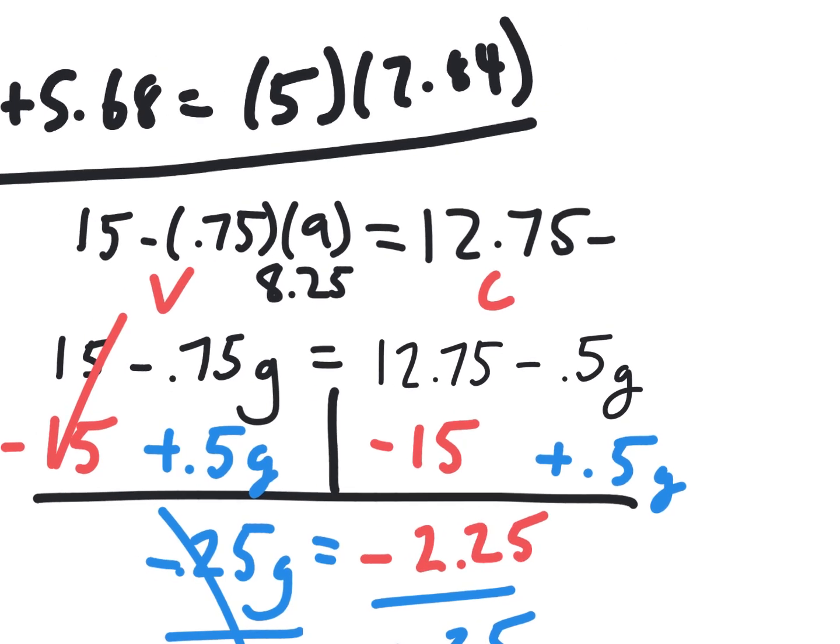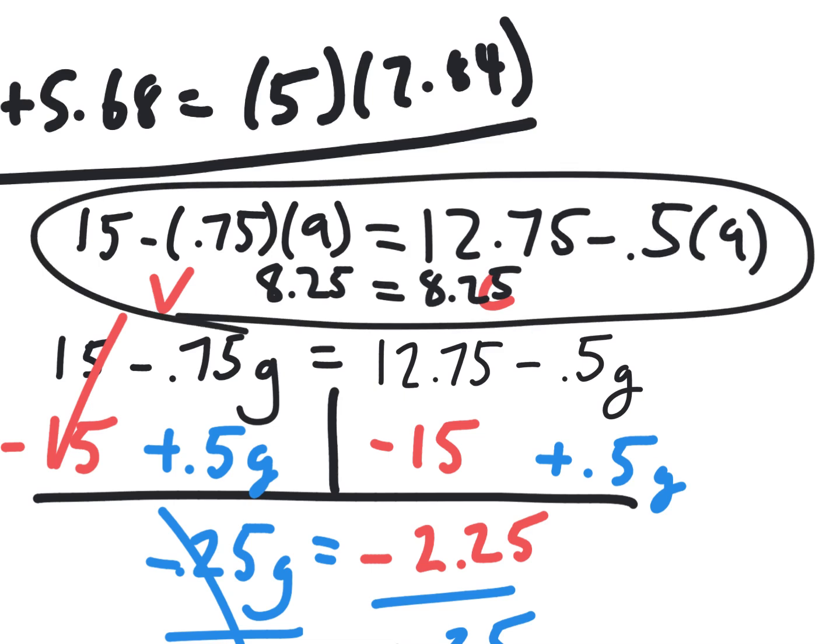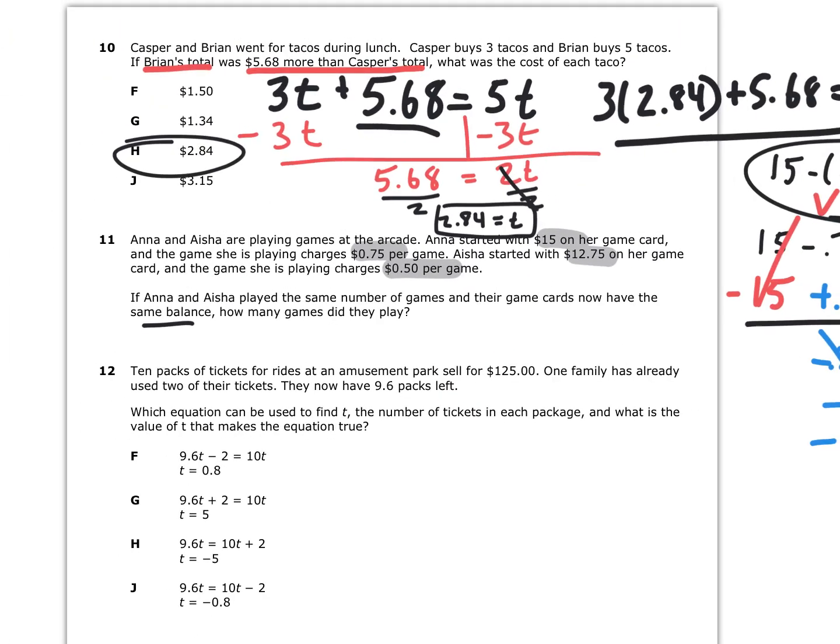12.75 minus 0.5 times 9. And 0.5 times 9 is, as we've already done, 4.5. And so that is also 8.25 when I subtract. Okay, so we can always plug it back in to see if we get the values the same on the left and the right. Okay, so let's look at the last problem.